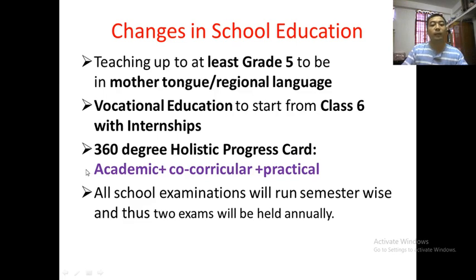And the present system of progress report is also replaced by a 360-degree holistic progress card. That means academics plus co-curricular activities plus practicals, everything will be judged for the progress card of the student. And the school will have 2 examinations in a year. All school examinations will run semester-wise, and thus 2 exams will be held annually.